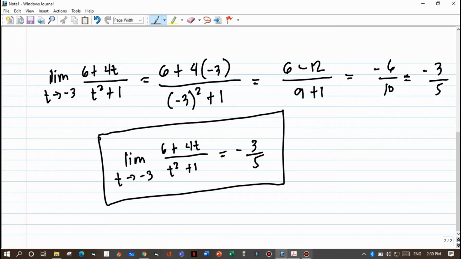Now let's move on to another problem, and let's have the limit of x squared minus 25 all over x squared plus 2x minus 15 as x approaches negative 5. Now, if we plug in negative 5 to the function, our function will become indeterminate since our numerator and denominator will become 0. But that does not mean that the limit does not exist. What we need to do is to simplify the function first before we plug in negative 5.